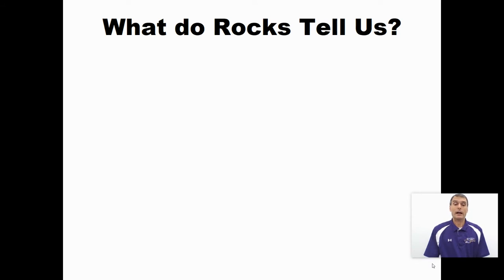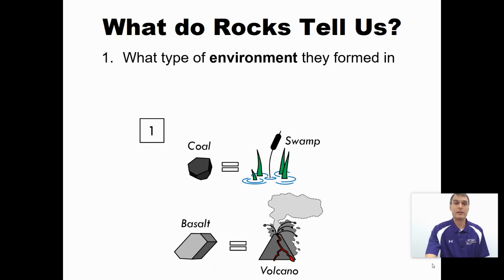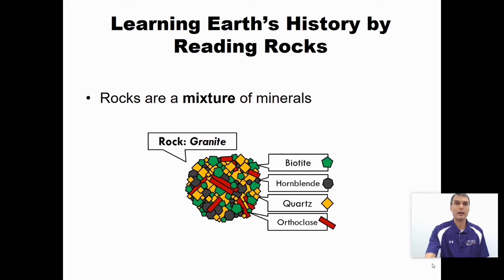Here we go. What we need to know about rocks first is that basically they are a mixture of minerals. So we looked at the minerals biotite, hornblende, quartz, and orthoclase when we did our mineral sets. And here they are all together in one rock called granite.